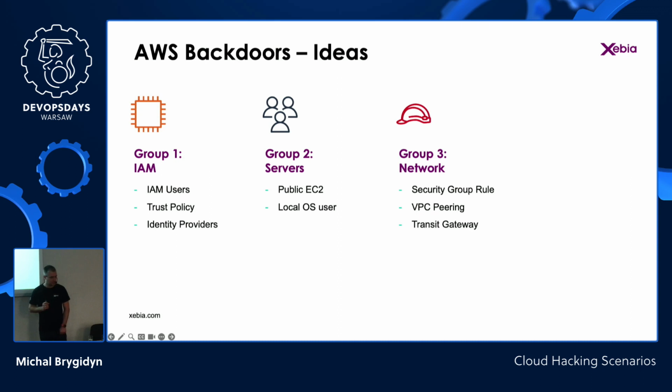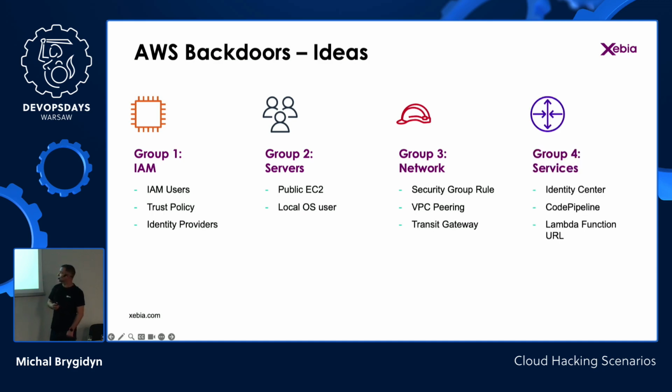Then we have network access. It's maybe not giving me the console access or API access, but it gives me access to your network. I can modify security group rules, firewall rules, allowing me to access your network, your resources protected only by a single rule in the firewall. Or I can peer your VPC with my VPC or my other hacked VPC, and thanks to that, I can access your network through the other network. The same with transit gateway. That's a bit better than peering.